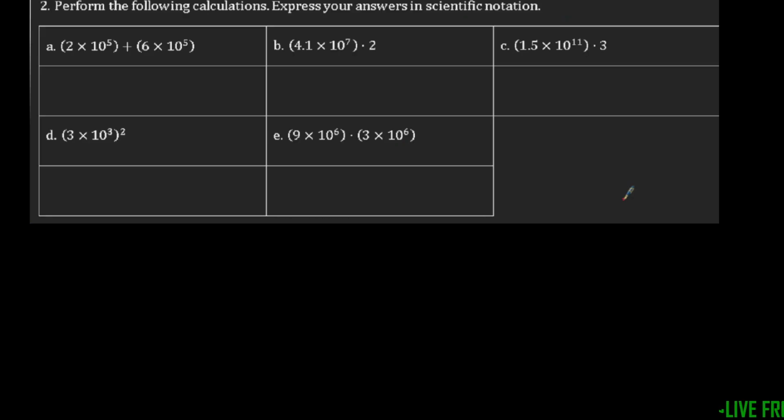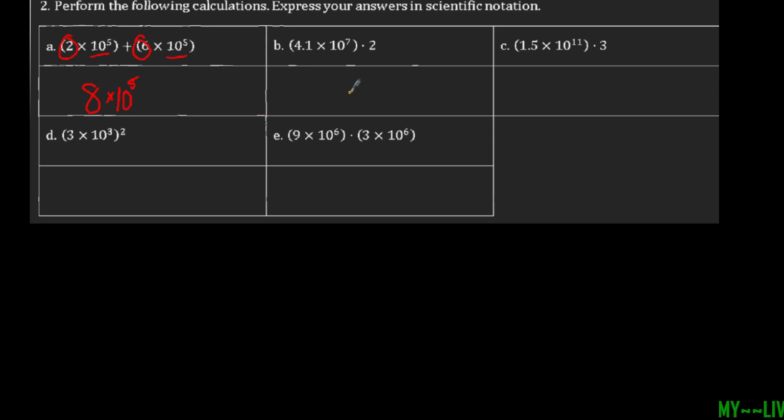All right, moving to the back, it says perform the following calculations. Express your answer in scientific notation. So what we do for this one, since the bases are the same, we can actually add our two exponents together. So I have 2 plus 6 is 8, and then I have times 10 to the exponent of 5.